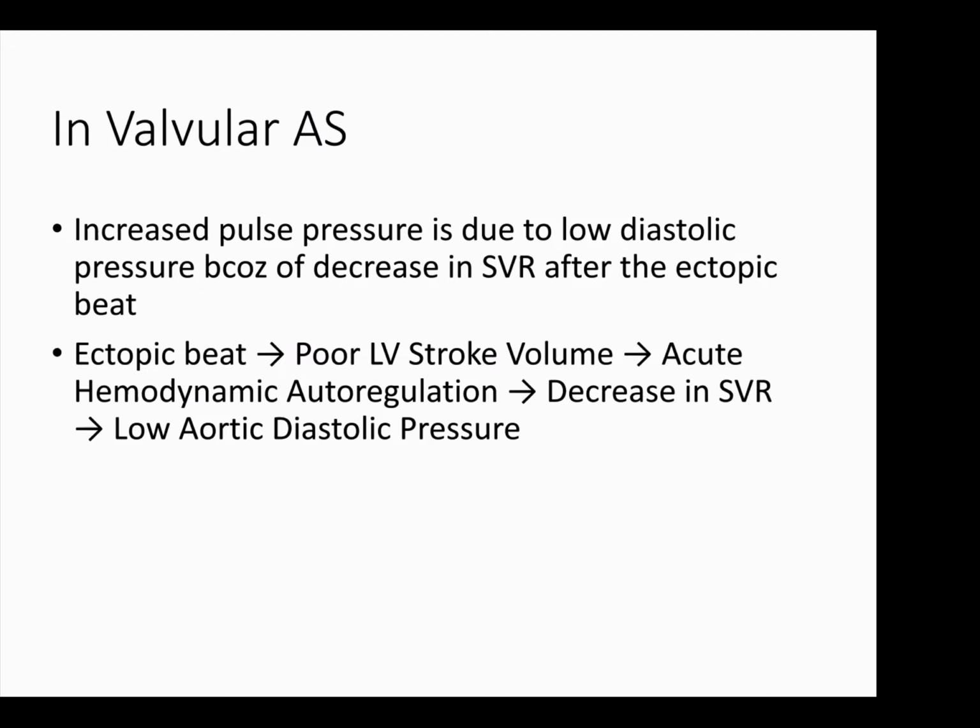You remember this mechanism. The increase in pulse pressure is because of the low diastolic pressure, because of the decrease in SVR. Why is there a decrease in SVR? The ectopic beat causes poor LV stroke volume in that beat. Because the ectopic beat is coming early, the LV is getting less time to get filled. So there is a poor LV stroke volume. Because of the poor LV stroke volume, there is acute hemodynamic autoregulation, which causes a decrease in SVR and causes low aortic diastolic pressure.